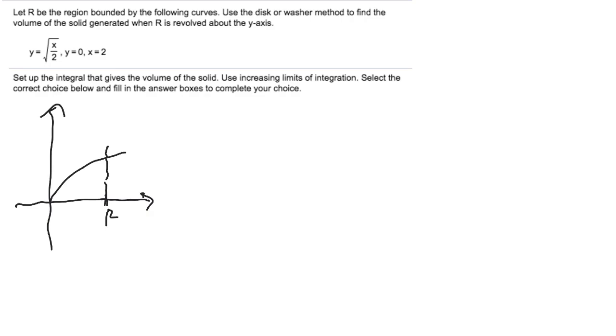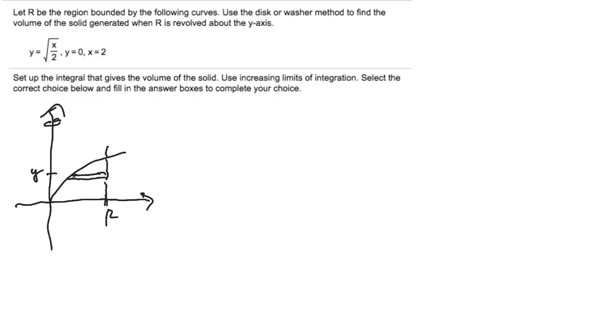And they ask us to rotate, or revolve, this region around the y-axis, which means that in order to get a washer shape, to get any kind of circular cross-section, we need to slice the region horizontally. All right, so when we slice the region horizontally, that means that we're picking a y value to decide where the slice goes.